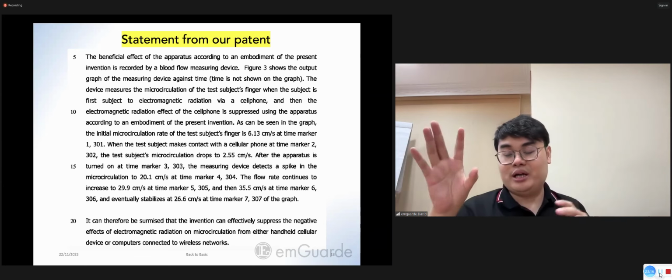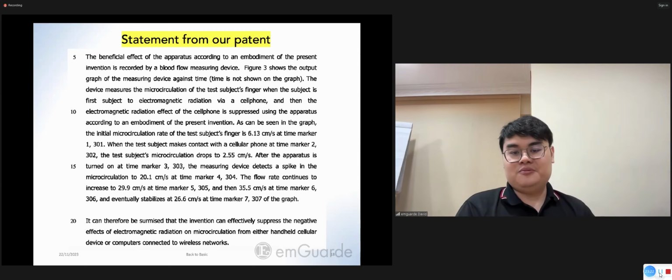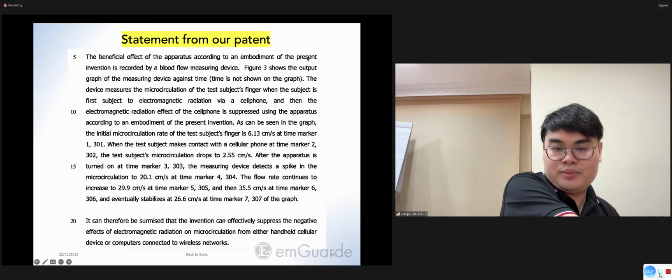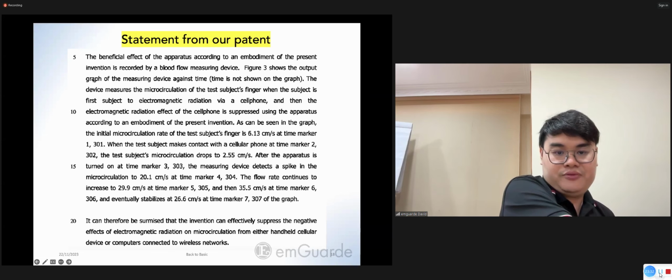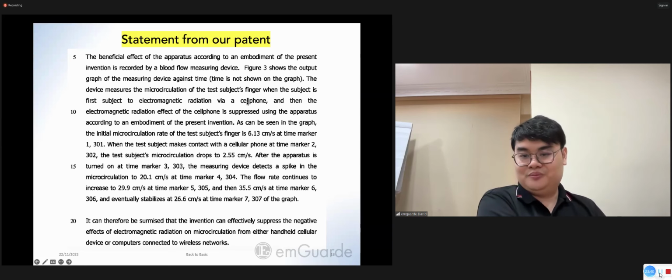This is different from what I just showed you. What I just showed you is a microscope, a live blood analysis. This is another machine, supposed to measure the blood flow. Look at this line: the device measures microcirculation of the test subject's finger when the subject is first subject to electromagnetic radiation via a cell phone. So during the test, the subject is using a cell phone, and then the electromagnetic radiation effects of the cell phone are suppressed using the apparatus according to an embodiment of the present invention, which is emGuarde's technology.